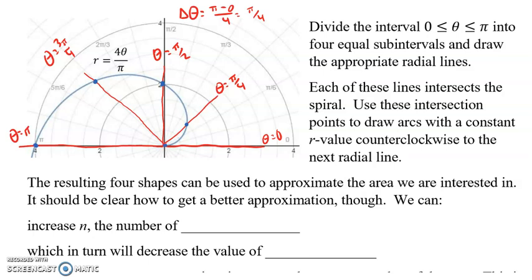So r value of 0, not going to go anywhere. R value of 1, we're going to keep on that r value of 1 until we get to here. And then r value of 2, we're going to stay on that r value of 2 until we get to here. And then r value of 3, and we're going to go all the way down to here.